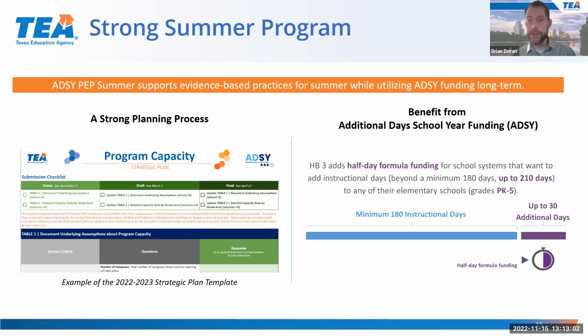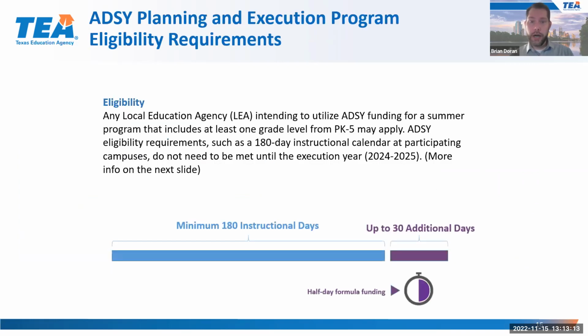Really, the goal here is to take this additional day school year funding and expand upon it and make sure that that funding is used to implement an evidence-based program. So what this means from an eligibility standpoint for this grant program is that any LEA that is intending to use ADSI for a summer program in at least one grade level from pre-K through 5 is eligible. That does mean that you would need to meet ADSI eligibility requirements, namely a 180-day instructional calendar at participating campuses, but that would be in the execution year in 2024, 2025.